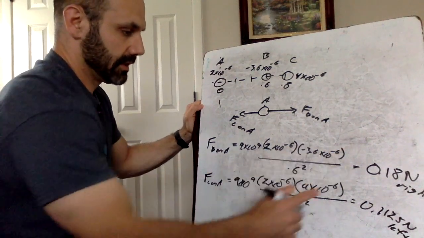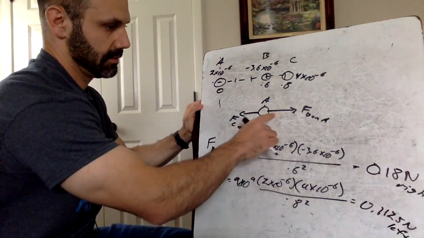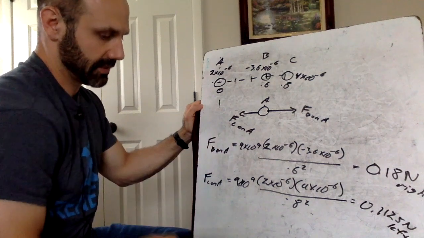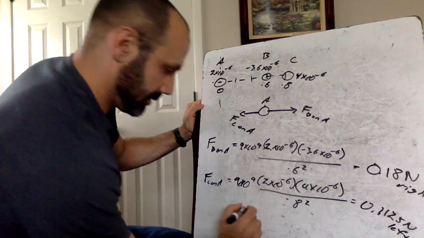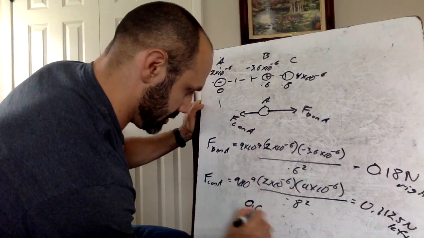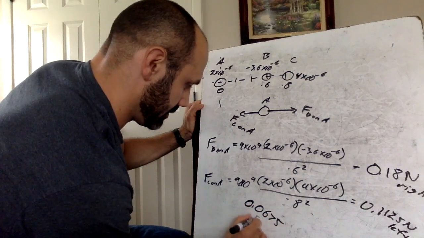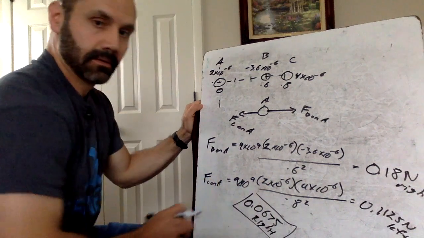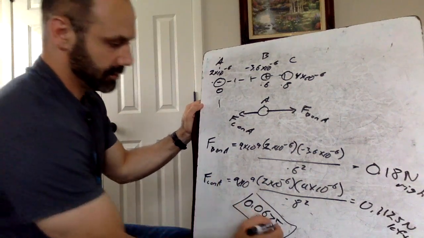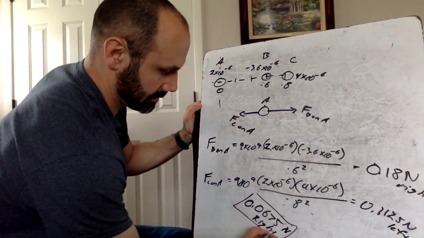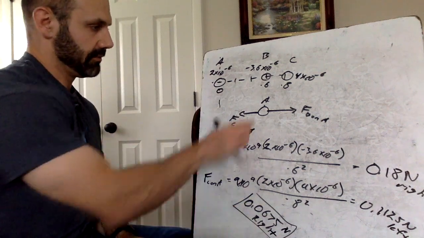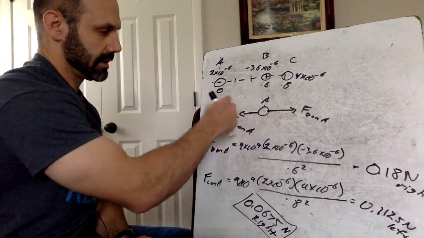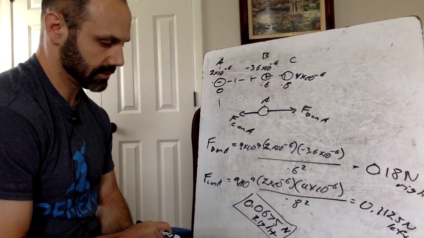So we put these two together, right? This is 0.18, this is 0.1125, and you end up with 0.0675 to the right. This is the net force, newtons, I should say. This is the net force on A. That minus that is the net force.